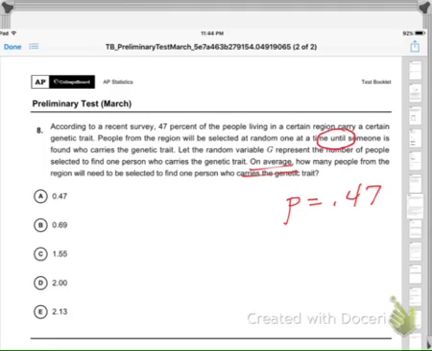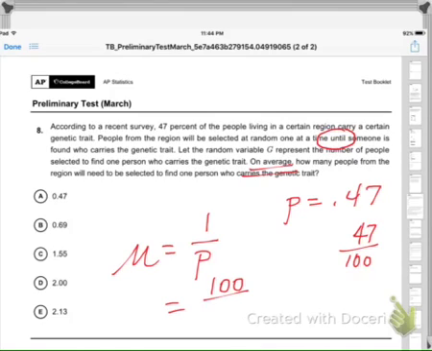So when we're talking about a geometric distribution, the mean is just 1/p. And if you think of this as a fraction, 47/100, I mean, you could put 1/0.47 and get the answer, but I just want to point out that this is the reciprocal of p. So 100 divided by 47 gets you 2.13.